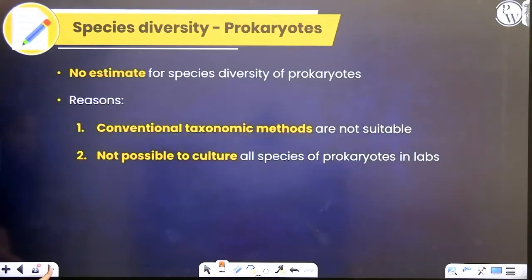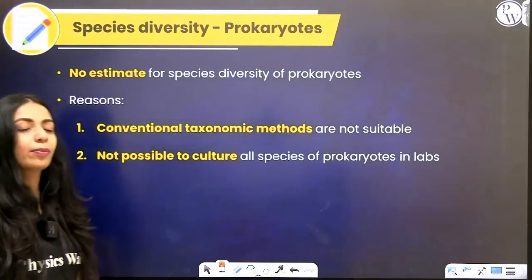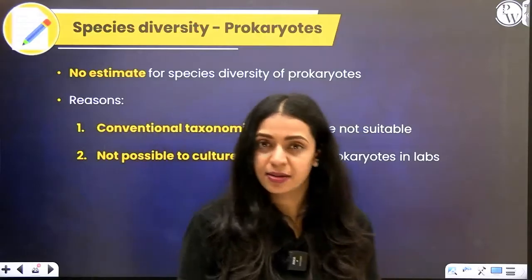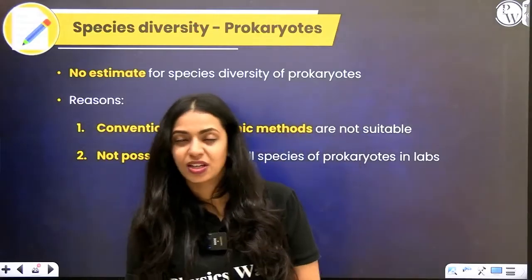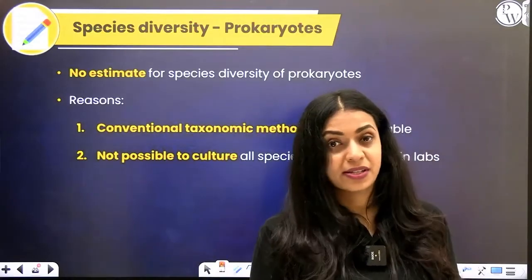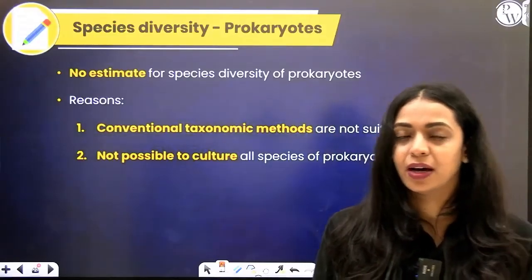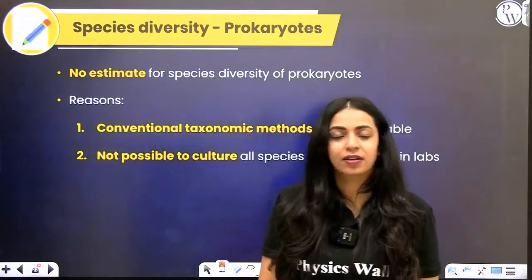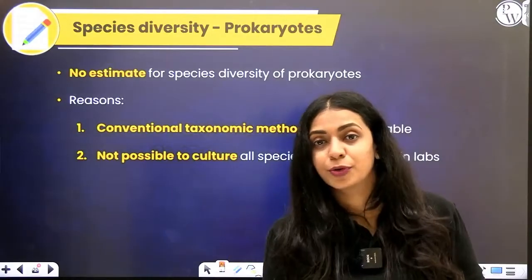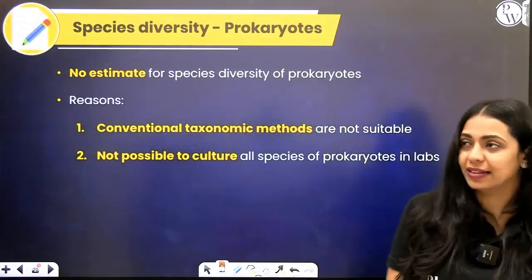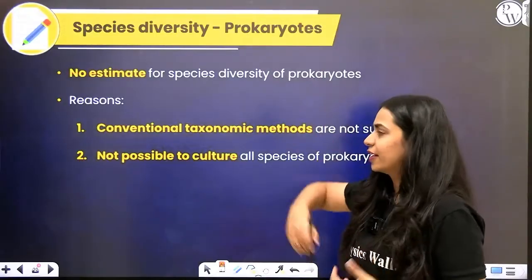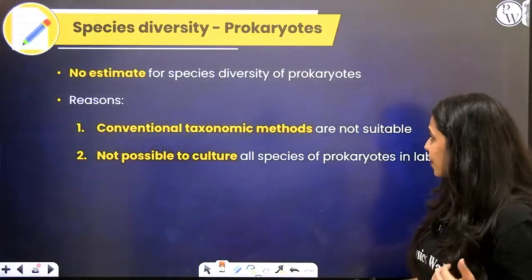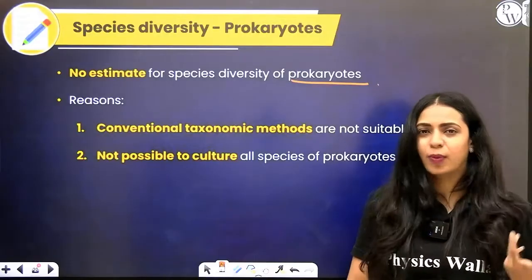Now, when we are talking about all of these estimates of how many species are present across the globe, how many have we discovered, how many are we yet to find out, which is more species diverse, which is least species diverse, and all of that. So far, I've never even spoken about prokaryotes, right? Prokaryotes include bacteria. So we do not have an estimate for species diversity of prokaryotes. Why don't we have that?